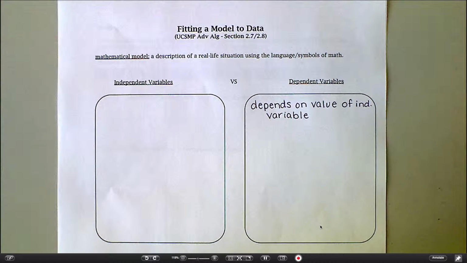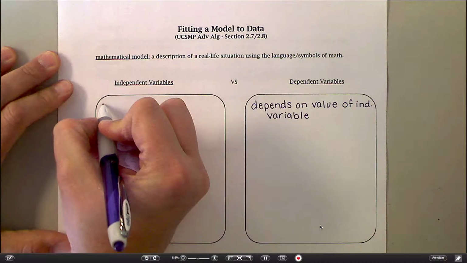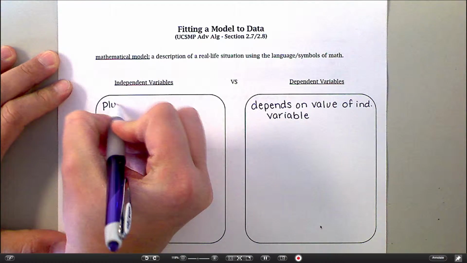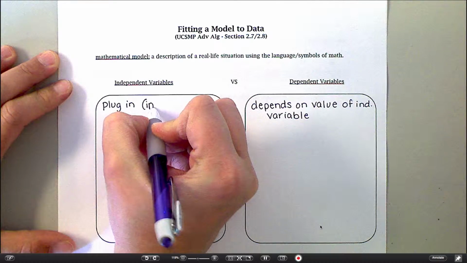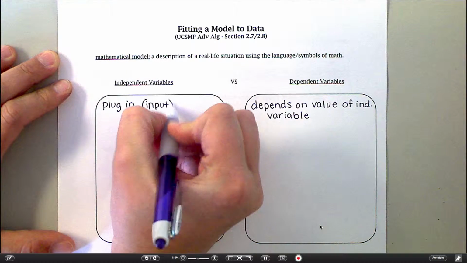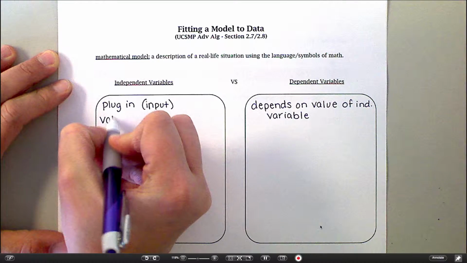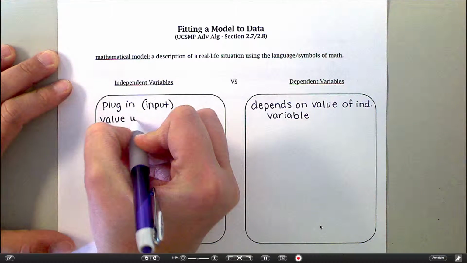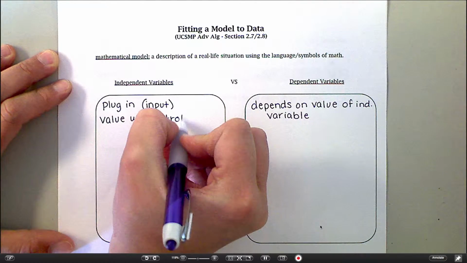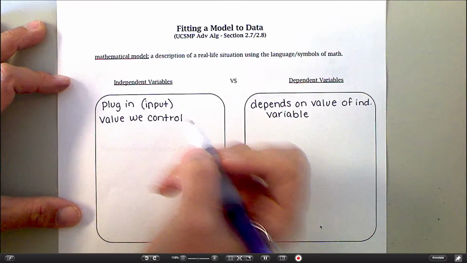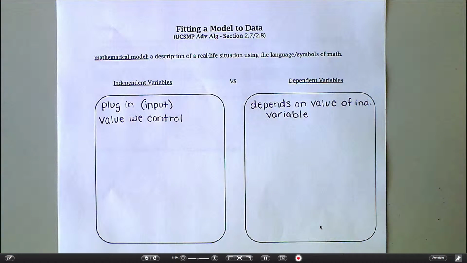Okay, somebody tell me something you know about an independent variable. I will guide us in the direction I want to go. Is that what you plug in for a variable? Yep, it's the number that you're plugging in. What's another word for that? The input, okay? This is the value that we can control. Or the value that kind of controls itself, I guess I should say.